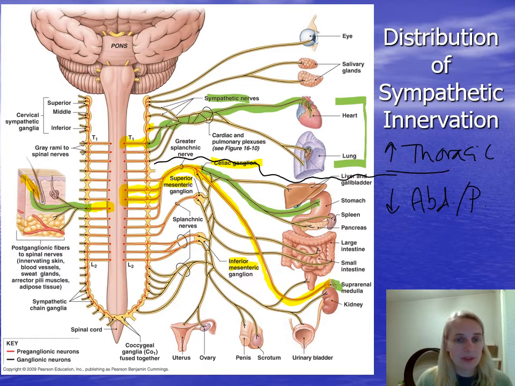Alrighty, so that is the pathway. That's the distribution of sympathetic innervation. How does the signal get from the central nervous system to the effectors? It depends on the location of synapsing, and it depends on the location of the target tissue.